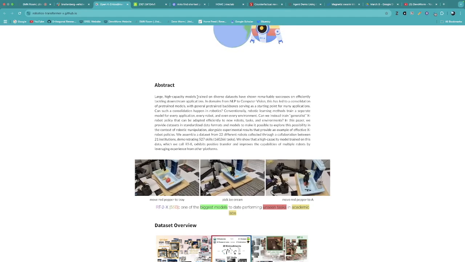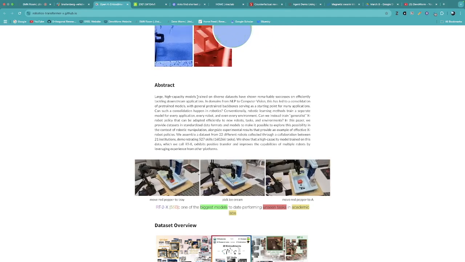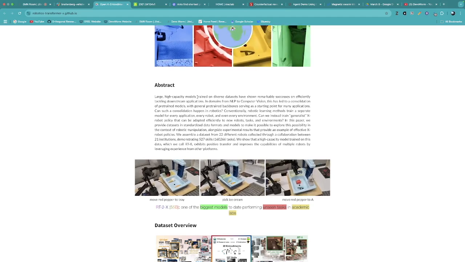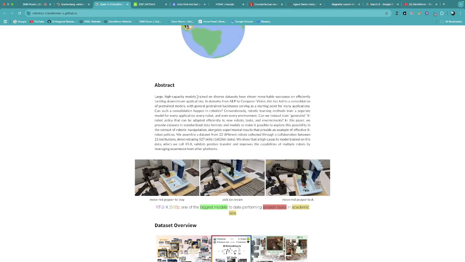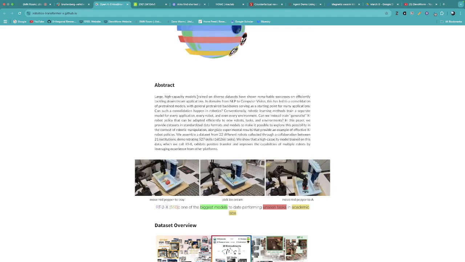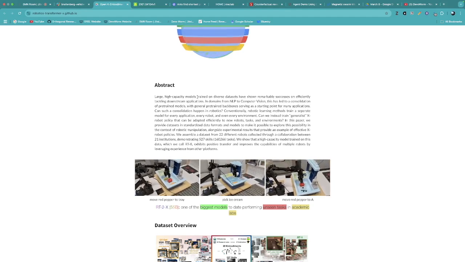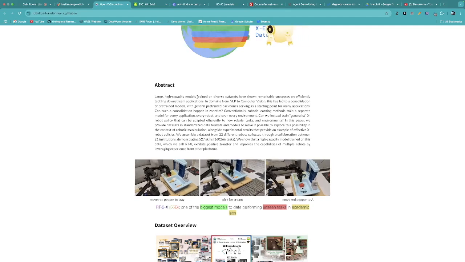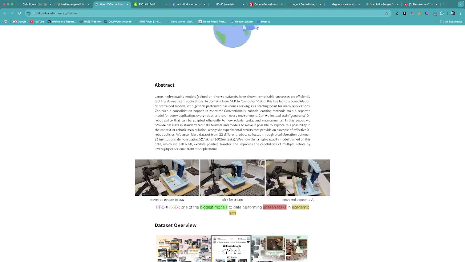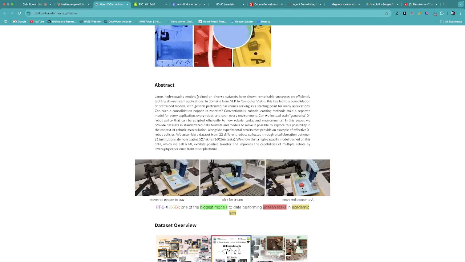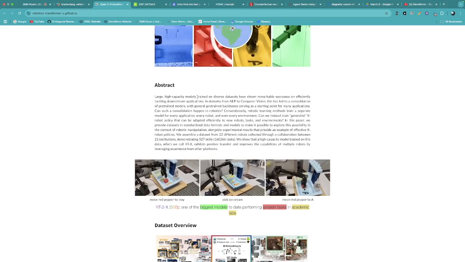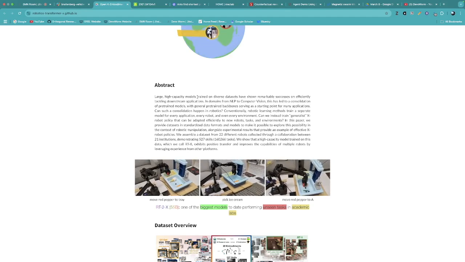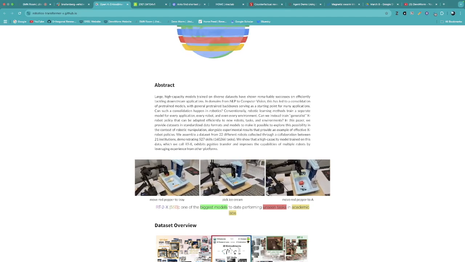And so if you were to build a general purpose or generally intelligent robot, you would have to do a lot of work integrating all these different worlds, because robots are usually very domain specific. Can we instead train a generalist X-robot policy that can be adapted efficiently to new robots, tasks, and environments? So here, they provide data sets, standardized data formats, and models to explore this possibility in the context of robotic manipulation, alongside experimental results that provide an example of effective X-robot policies. We assemble a data set from 22 different robots, collected through a collaboration between 21 institutions, demonstrating 527 skills and over 160,000 tasks. We show that a high-capacity model trained on these data, which we call RT-X, exhibits positive transfer and improves the capabilities of multiple robots by leveraging experience from other platforms.